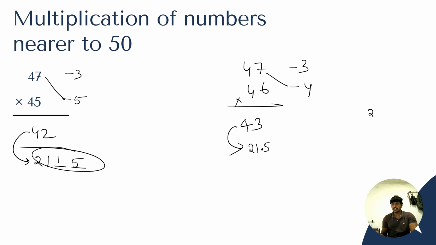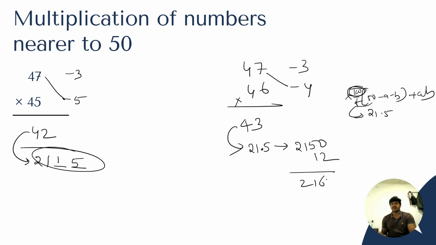Now listen, what you are getting? This 50 minus A minus B part is 21.5. Okay, you have to multiply with 100 by 2. After dividing by 2, you got this answer. Now you have to multiply with 100. That means this time you are not going to get two zeros. You are going to get only one zero. Now you have to add plus AB part. 3 fours 12. So this is going to be your answer.